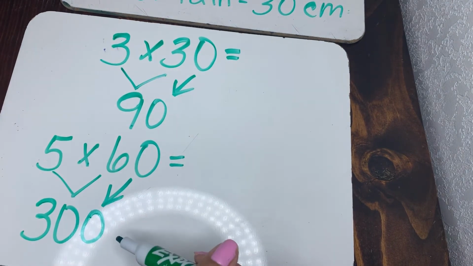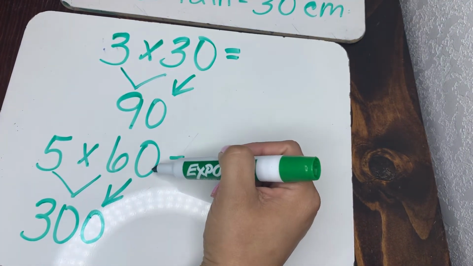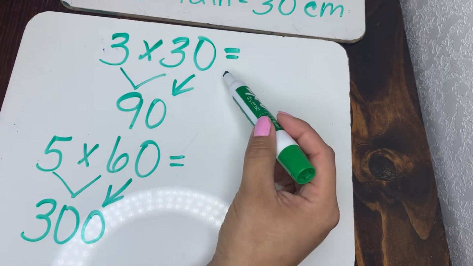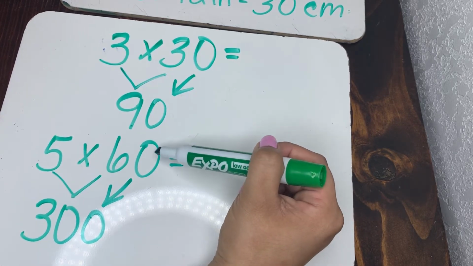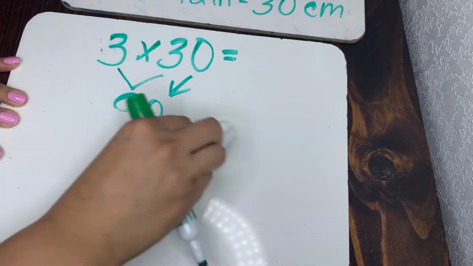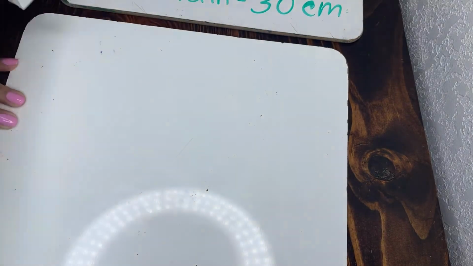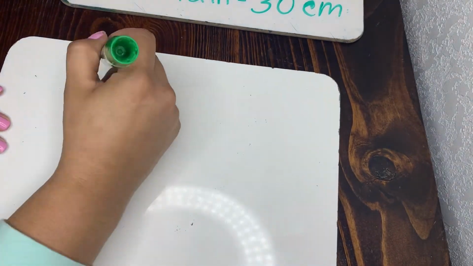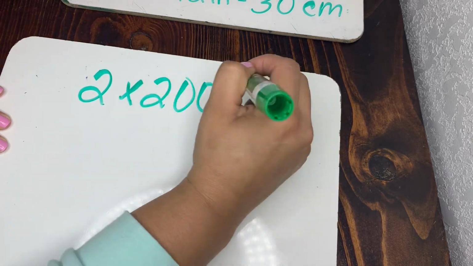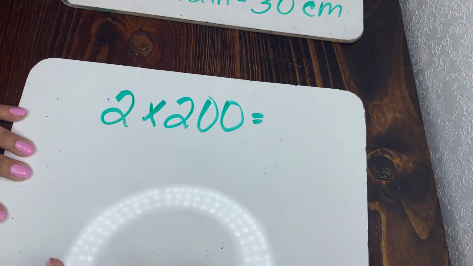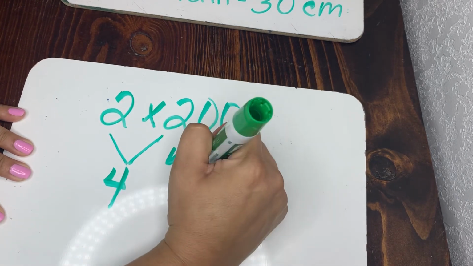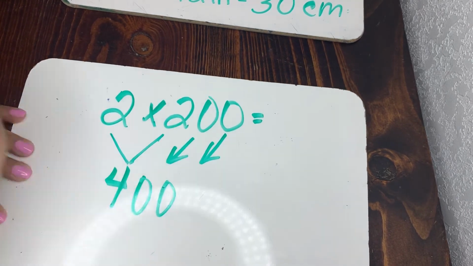This will work if one of your multiplication numbers ends in 0. It will also work if we are in the hundreds. Same thing. 2 times 200. We would multiply 2 times 2, which is 4, and bring down those zeros.